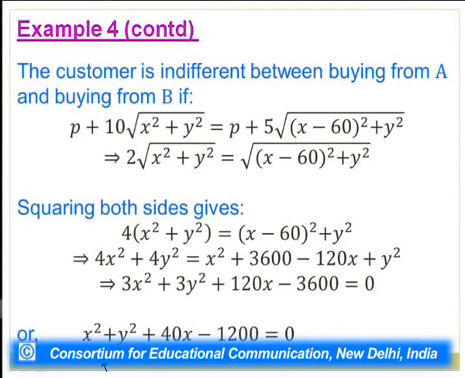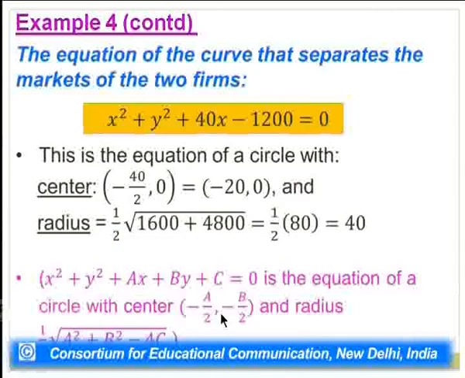So, that will then give me my equation x square plus y square plus 40x minus 1200 equal to 0. This is going to give me the set of points where the customer is indifferent between buying from A and buying from B, and this is the equation of the curve that separates the markets of the two firms. In particular, please notice that this is nothing but the equation of a circle with center equal to, if you remember the formula, I've also put the formula down below on this slide.